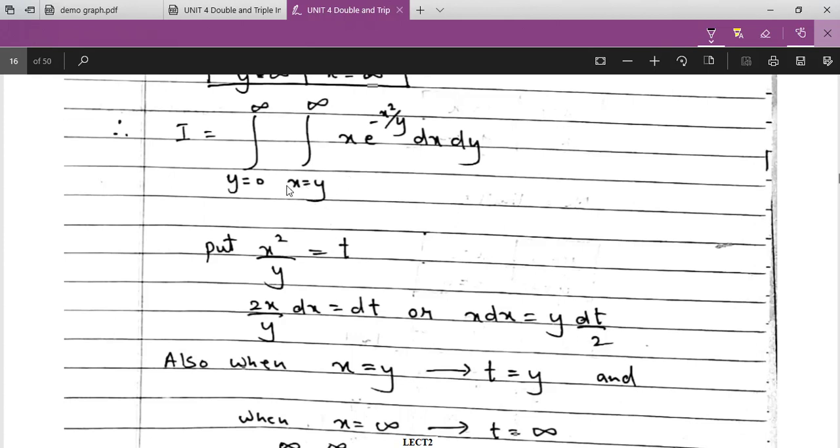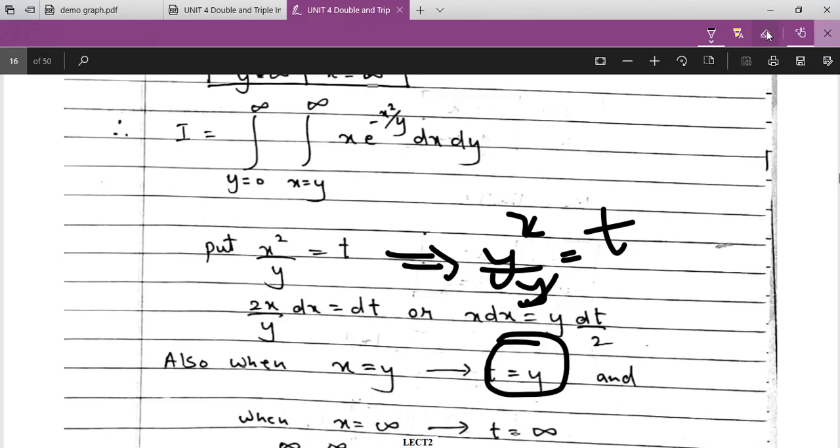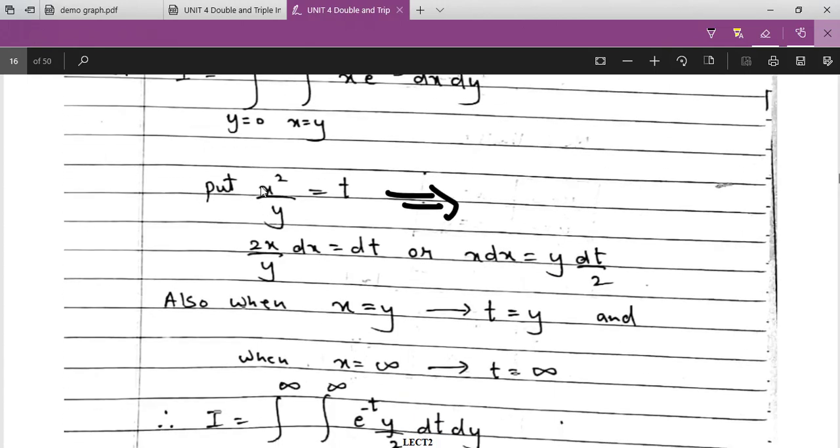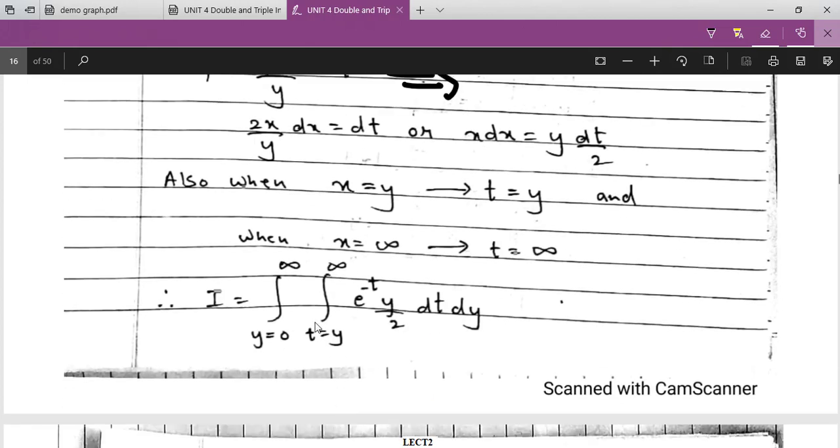Now see, I need to change the limit, right? When x equal to y, this turns out to be y square by y. So this y and this y get cancelled. So what is happening to t? t is equal to y. Fine. And when x is equal to infinity, therefore obviously t is equal to infinity. So I am changing this limit, right? So t is equal to y and t is equal to infinity.